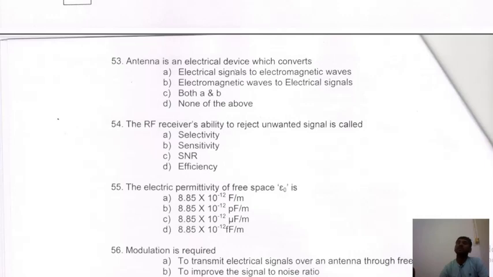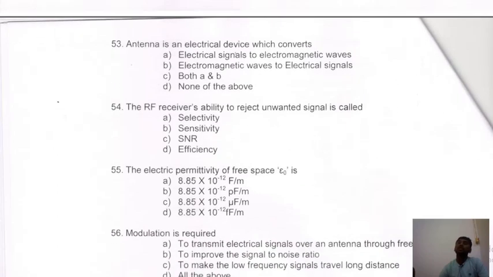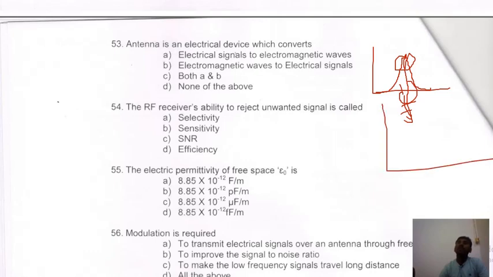Suppose I want to tune one channel, so I want to find that channel. Suppose that channel has some frequency f, and I want to tune only this. So I want the maximum gain of our receiver here only. This is called tuning. But I want to reject all unwanted channels. So what happens? Here it will tune, and other than that, it will reject.